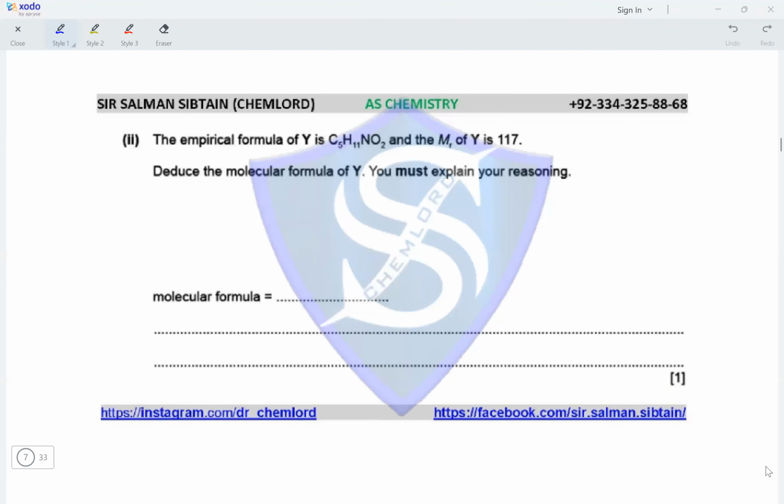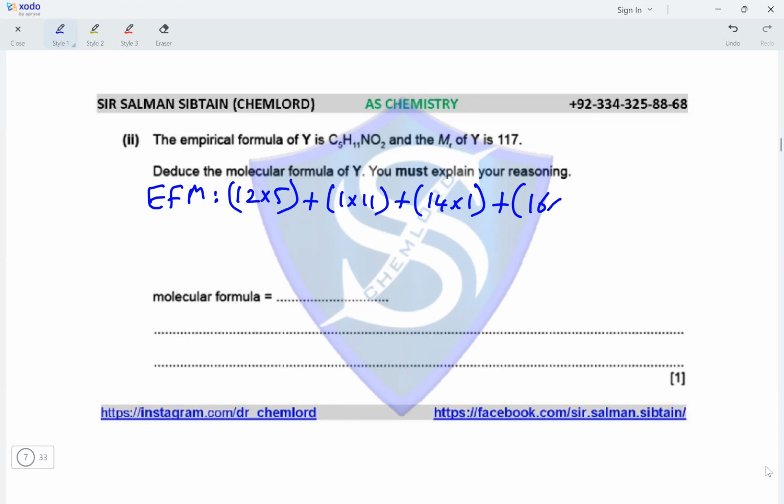The empirical formula of Y is C5H11NO2 and the MR of Y is 117. Deduce the molecular formula of Y. You must explain your reasoning. So what we need to do is first calculate the empirical formula mass, which will be equal to 12 into 5 plus 1 into 11 plus 14 into 1 plus 16 into 2. So this gives us a value of 117.